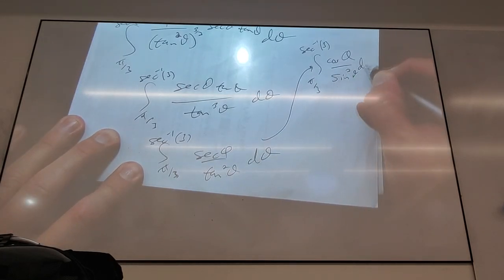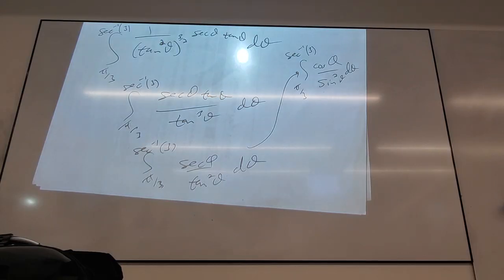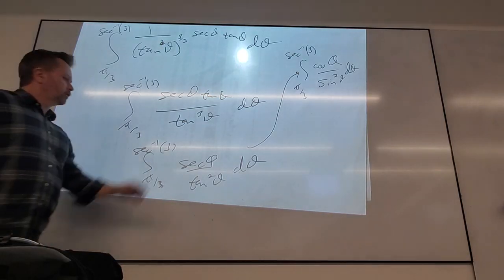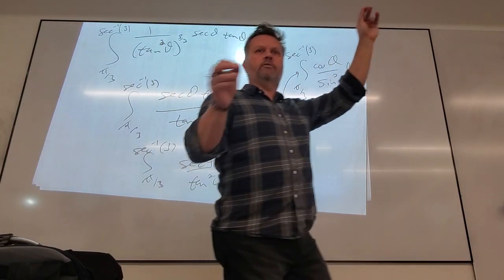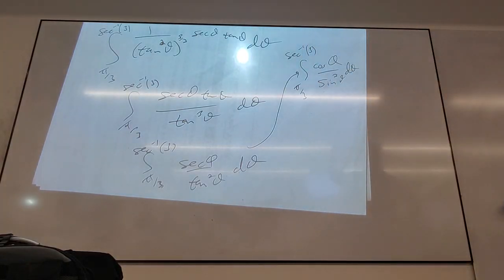Do you see a u sub that'll work now? If you don't know what I just did, do it yourself. Rewrite it. Write out all the sines and cosines. Simplify. You'll get there. Do you see a u sub that'll work now? Cosine theta over sine squared theta. u equals sine.